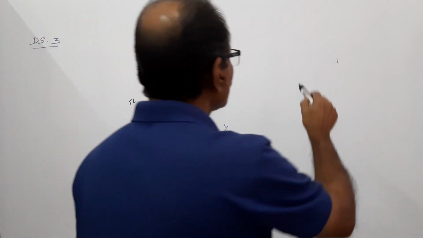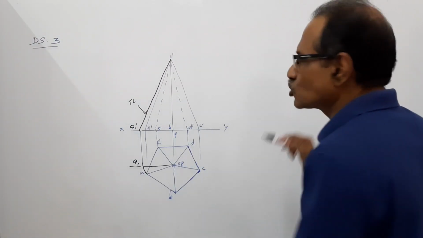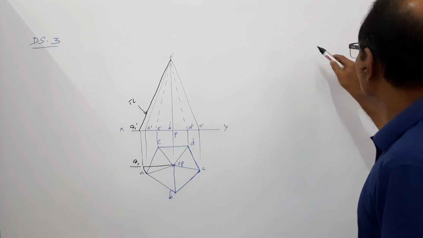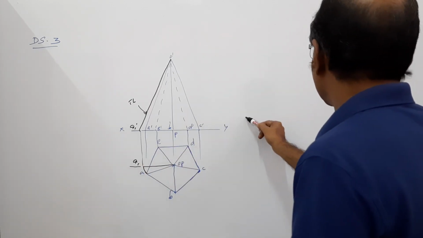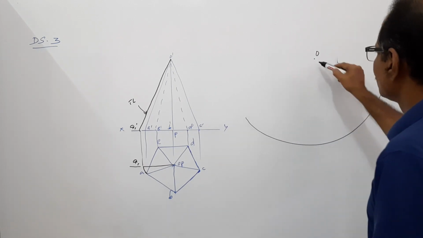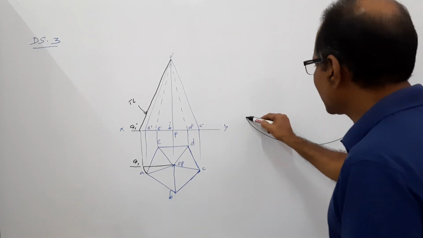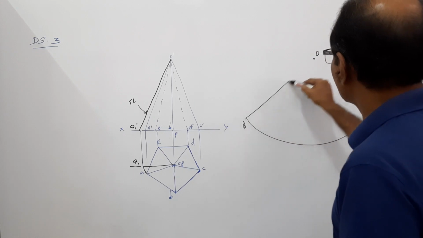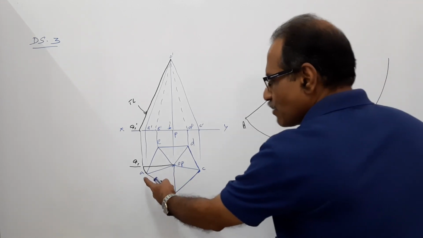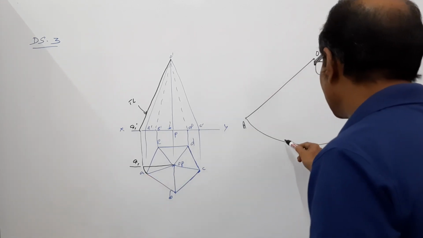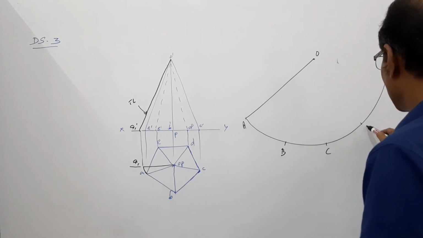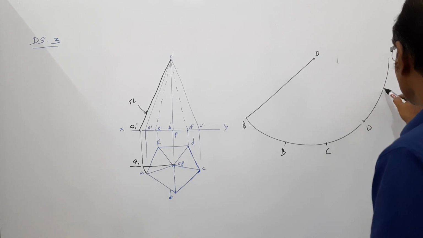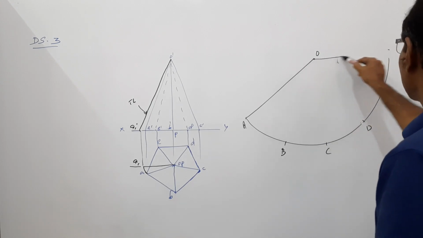Then take the true length of slant edge in your compass. Choose O anywhere and draw an arc. Take any starting point A and join it to O. Take the distance AB in your compass and A as center. Cut an arc B. Cut an arc C, D, E, and again A.